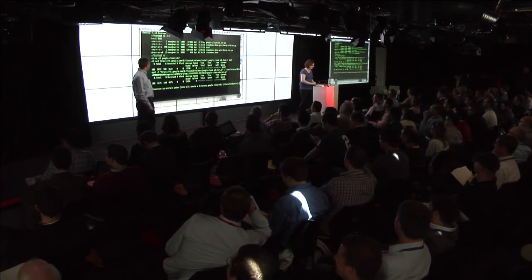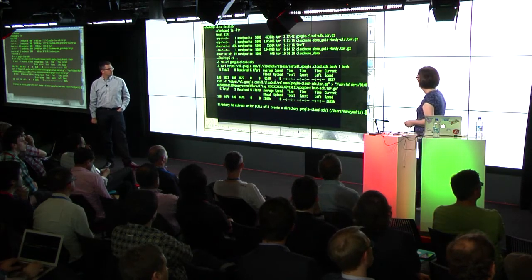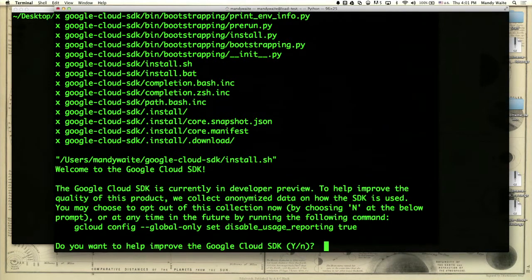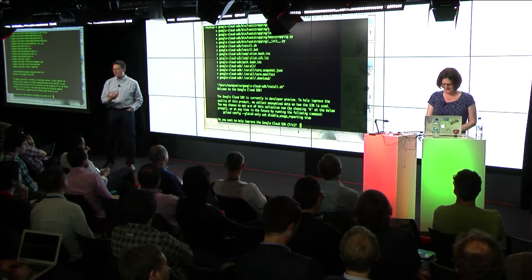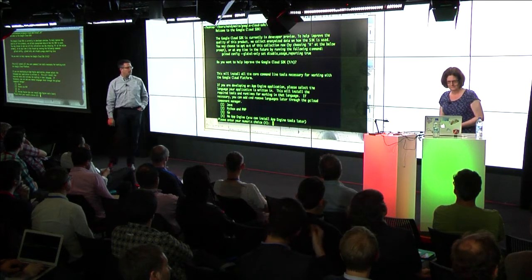So I'm now running this installer. It's basically a very simple script that we curl down, in Python. It's a bash script. It will download some other stuff for us in the background and ask us some questions. Where do we want to install it? And do we want to improve the SDK? You absolutely want to improve the SDK. This basically does Google Analytics for us and helps us know what commands are popular, what people are using, all anonymous.